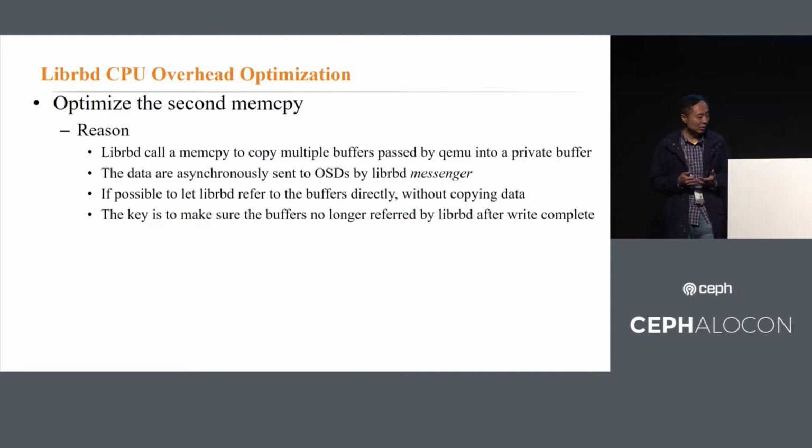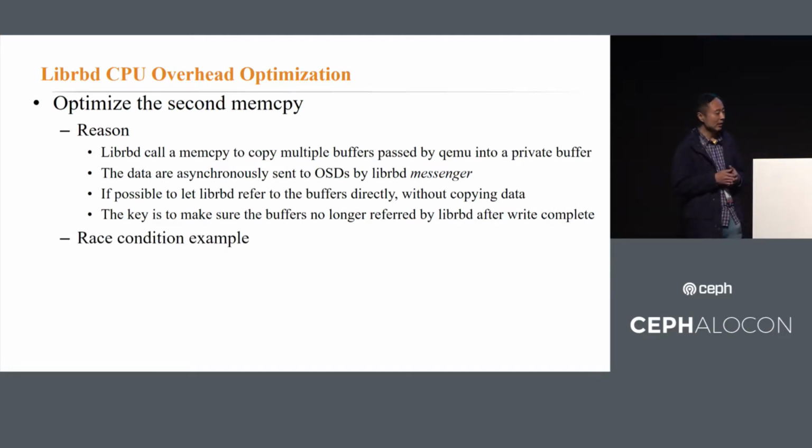The key is, if we do the zero copy optimization, we have to make sure the buffers will no longer be referred to by librbd after the write completes, since the buffers are owned by qemu. When the write completes, qemu may free those buffers. After that, if we still refer to those buffers, of course the program is going to abort.